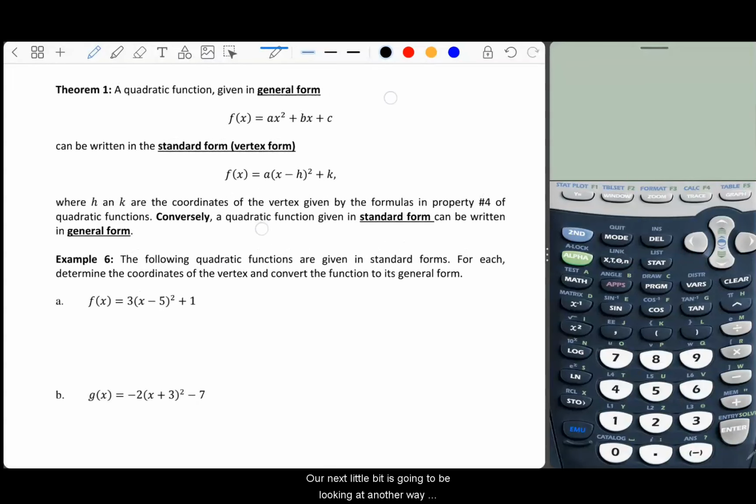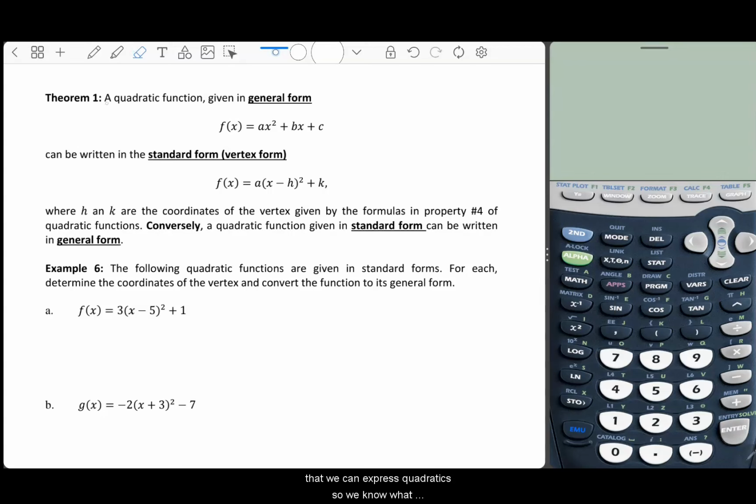Our next little bit is going to be looking at another way that we can express quadratics. So we know what the general form is: f of x equals ax squared plus bx plus c. Now our other form is called the standard form or the vertex form, which I tend to call the vertex form. And it's written this way, where we have the h and the k put in as translations of the basic quadratic. Now, notice h and k, remember, are the coordinates of the vertex. And I want you to also notice that it's x minus h quantity squared.